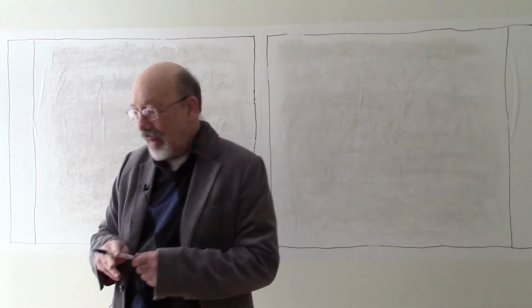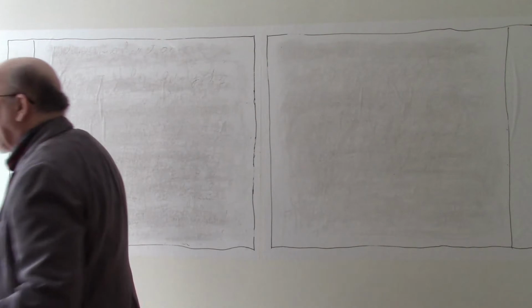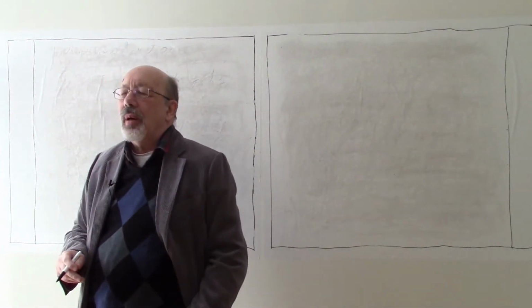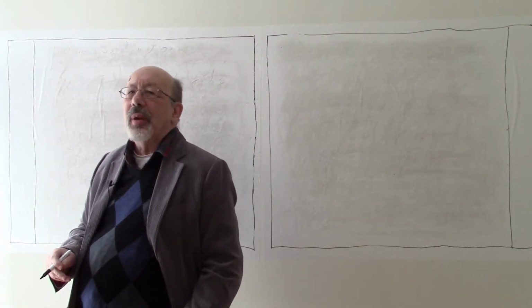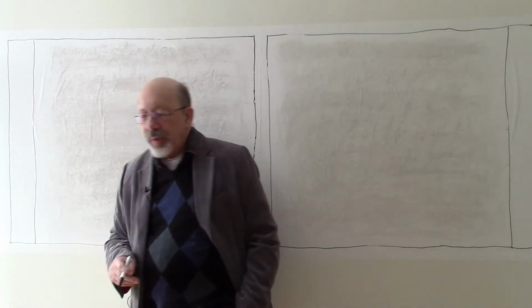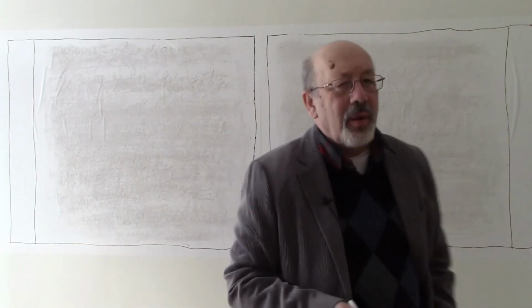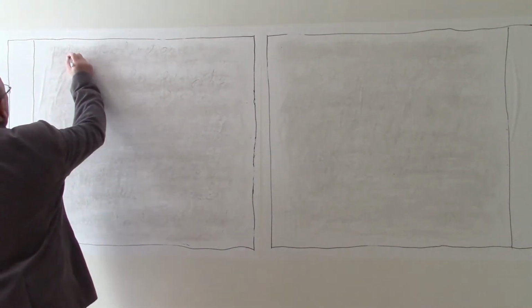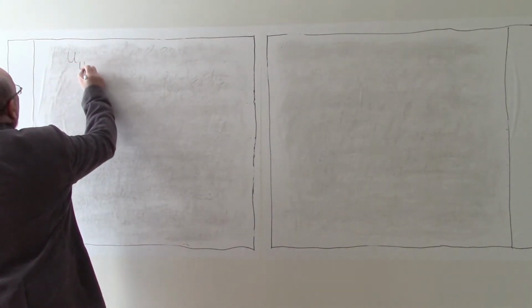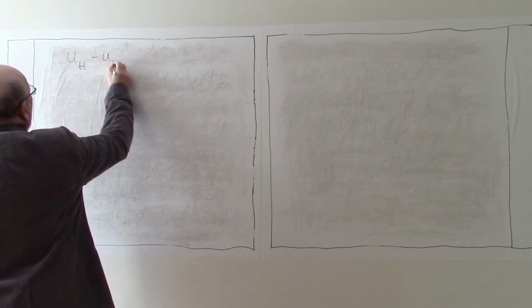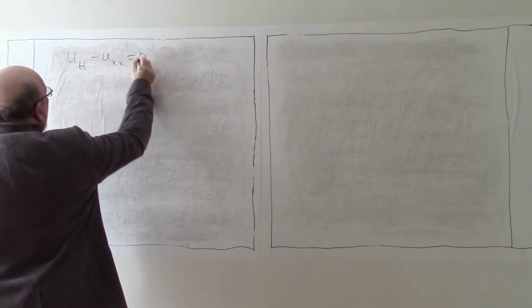Hi. Let's continue our study of the string equation. Today it will be a more theoretical lecture. So consider the string equation u_tt minus u_xx equals 0.